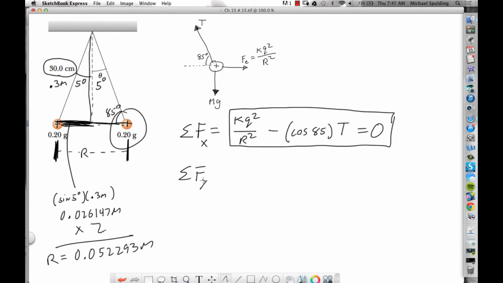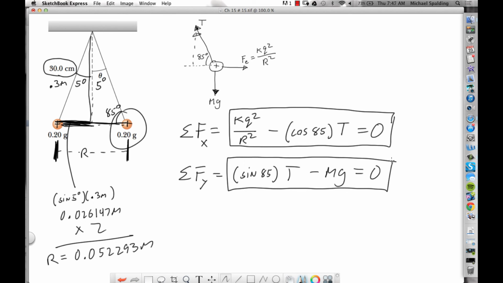So now we do a y equation. In the y direction, we have two forces. We have the y component of tension, which is going to be sine 85 T, minus mg, right? Those are the only two forces in the vertical. Sum of the forces equals ma, but is this charge accelerating in the vertical? No. So we can set that equal to 0. There's no acceleration. Okay, the rest of the problem is algebra.